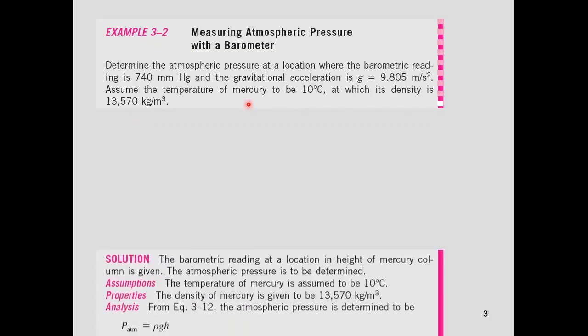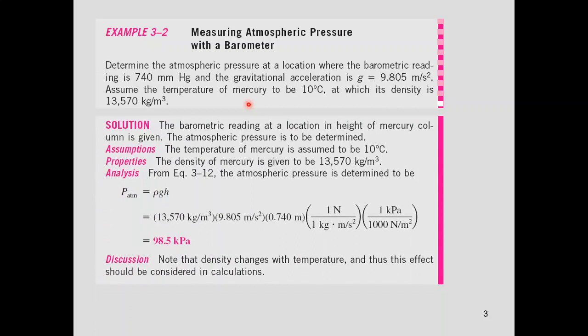To get the pressure, using the same equation, P equals rho g h, the density is 13,570, g is 9.805, and h is 0.74 meter. By calculating it, you get the pressure as 98.5 kilopascal.